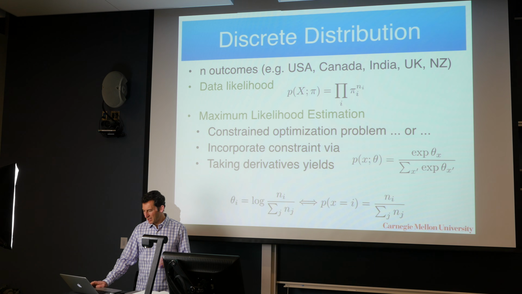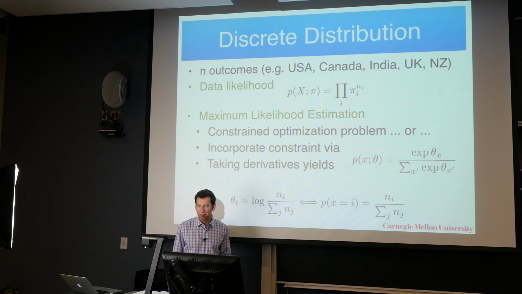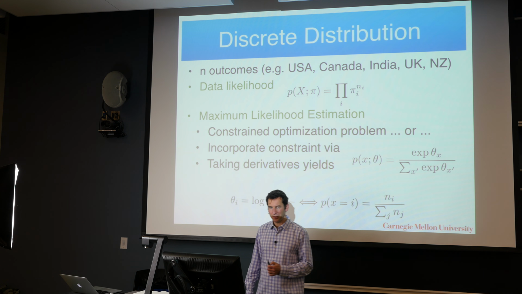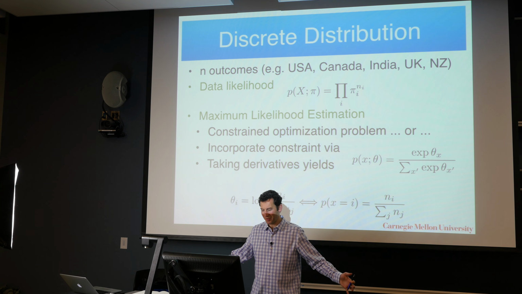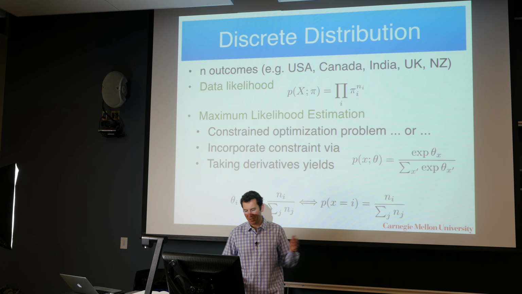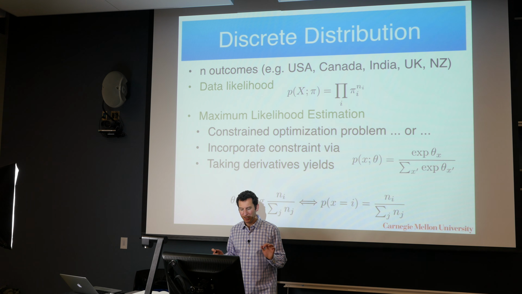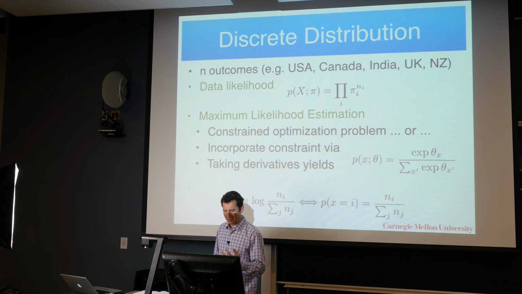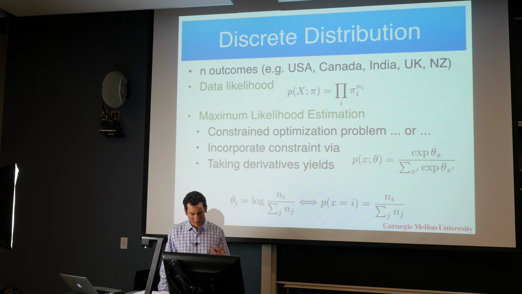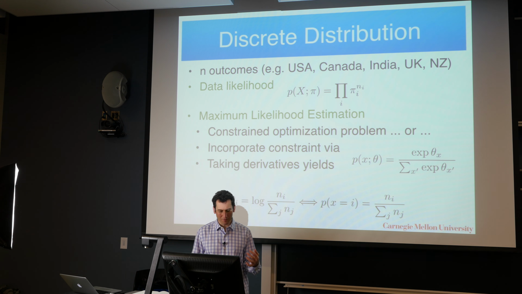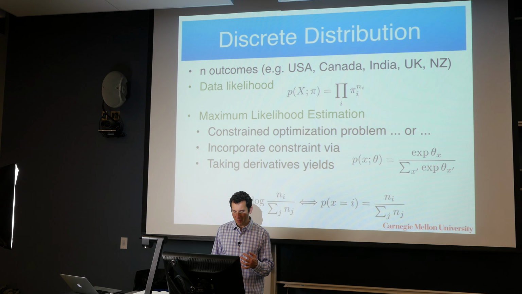Now let's be a little bit more ambitious, right? We can have n outcomes. Let's say I want to infer where the user comes from, say, logging in from the US or from Canada, from India, UK, New Zealand, China, wherever. So I still want to estimate the data likelihood. Now what happens is, of course, I have an individual probability for each of those outcomes, pi i.